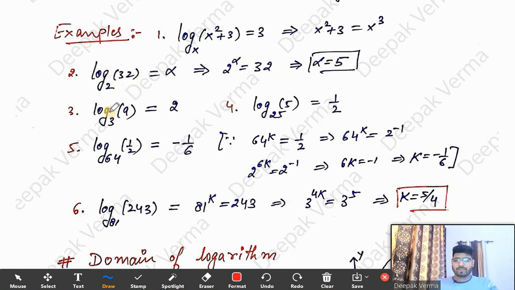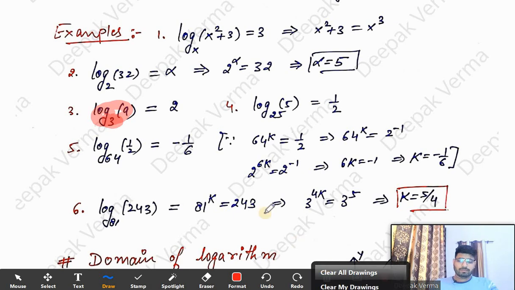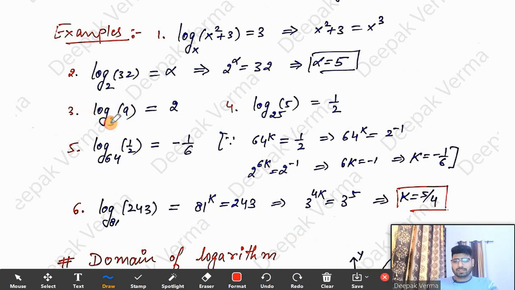Got it? Now look here, log 9 to the base 3. We have to tell the value of log 9 to the base 3. Then we can directly write, what should be the power of 3 to get 9? That is of course 2. So the answer is 2 here. Log 5 to the base 25. What should be the power of 25 to get 5? Of course 25 to the power half gives us 5. So the answer is half. Is it clear?